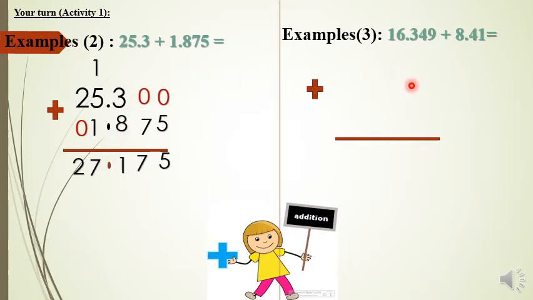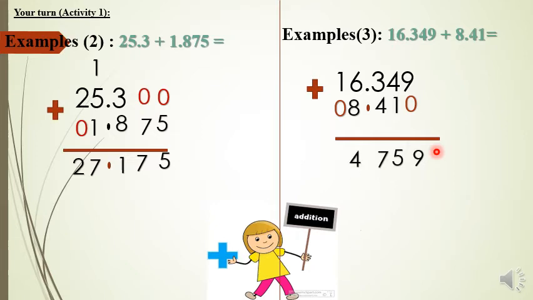Look at example 3. Let's line up the decimal numbers under each other. Put the decimal point under the decimal point, and then write the other digits to the right of the decimal point and to the left of the decimal point. Then you can put zeros in the empty spaces. Finally, you can add, starting from right to left, and we drop down the decimal point in the last step. So here our final answer will be 24.759.